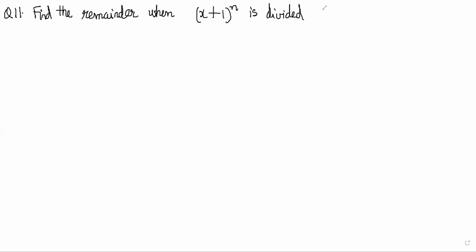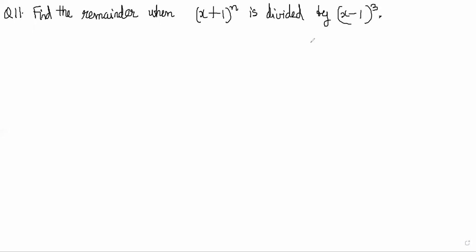Find the remainder when (x plus 1) power n is divided by (x minus 1) whole cube. So how do you solve this type of question when one polynomial is being divided by something else?